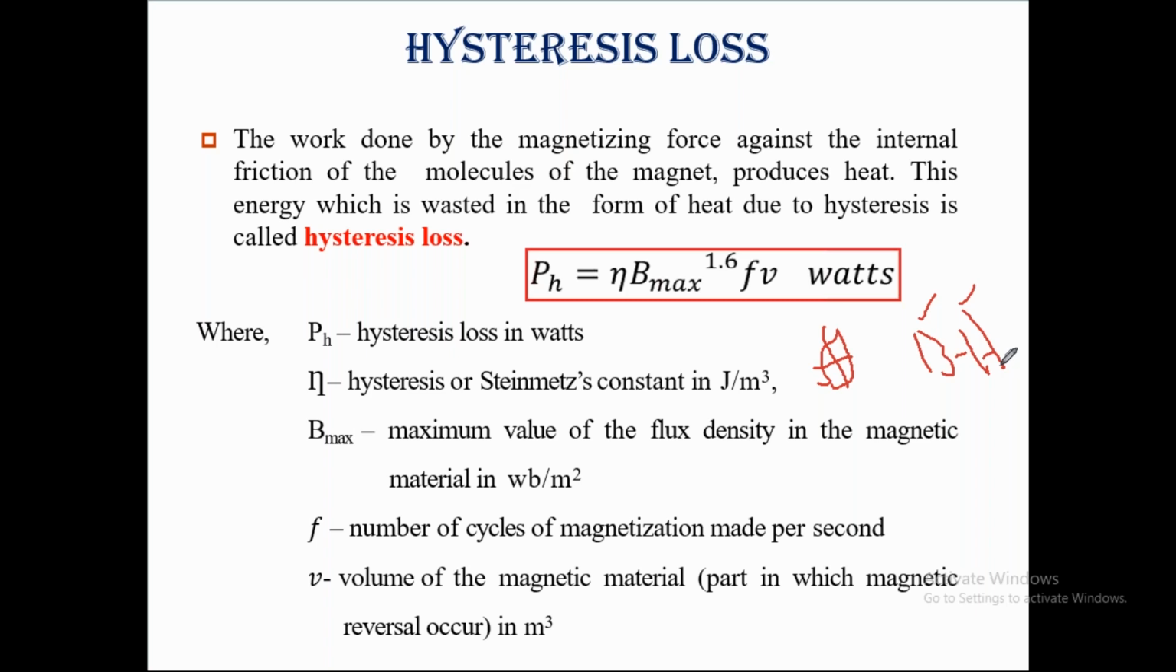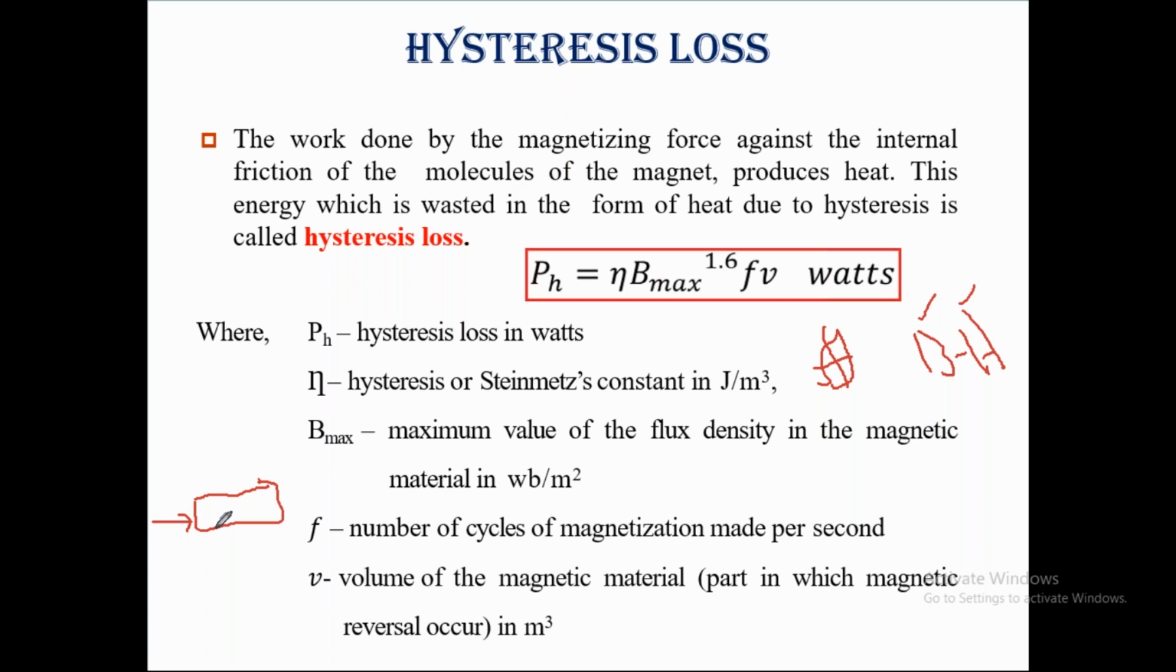Now, how do hysteresis losses occur? Suppose you take a conductor. Every material has atoms, and an atom is a combination of electrons and protons, right? When you apply energy externally, the atom is disturbed. Due to this, the electrons and protons move from one place to another.